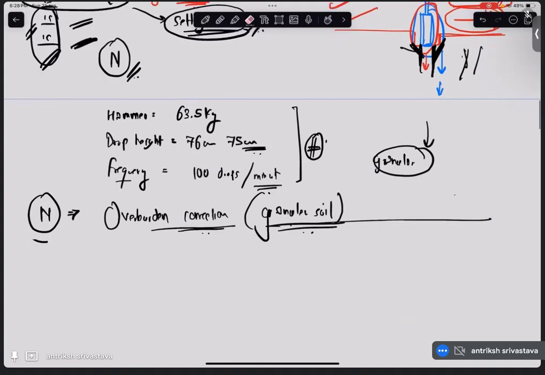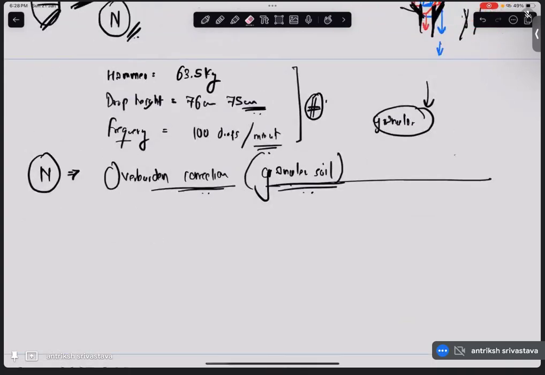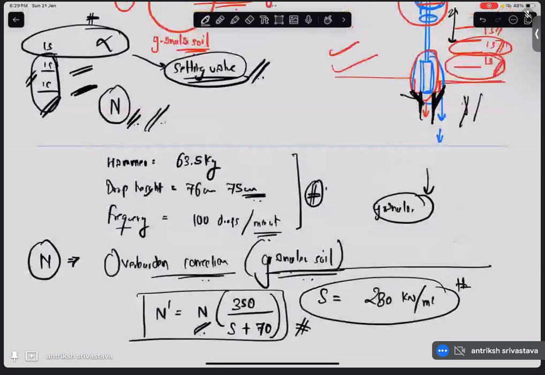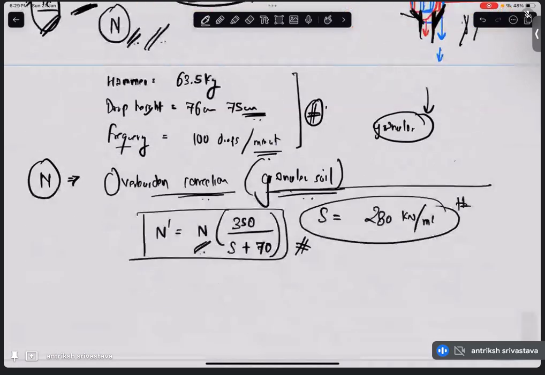So we have N dash is equal to N into 350 divided by S plus 70, and this S is nothing but the overburden pressure, less than 80 kilonewton per meter square. So this is the formula for your overburden correction. N is for the 30 centimeter depth, the raw value that you got from the SPT test. When you have done this overburden correction, this new value you got is the N dash.